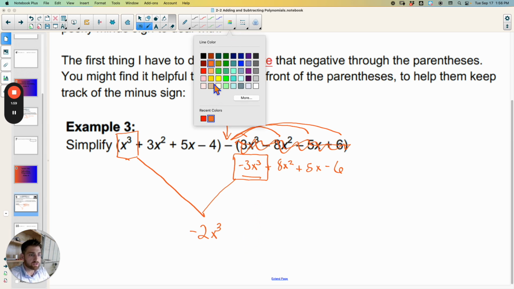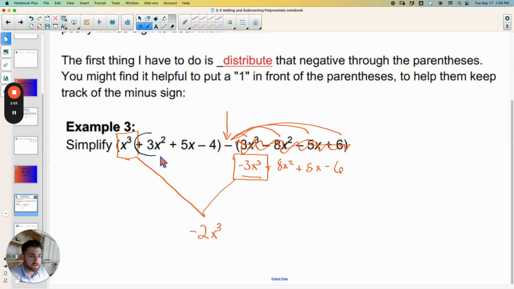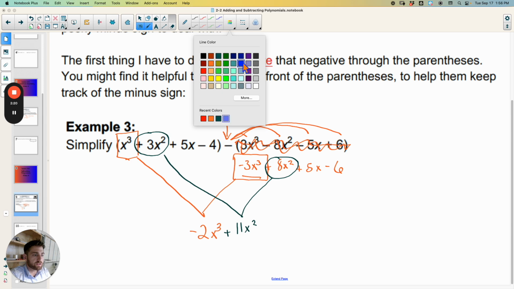Let me change colors here. Okay, now I have a positive 3x squared and a positive 8x squared. So 8 plus 3 is 11. Don't forget the x squared. And I'll draw lines for that. That's where those go. And then let me change colors again.